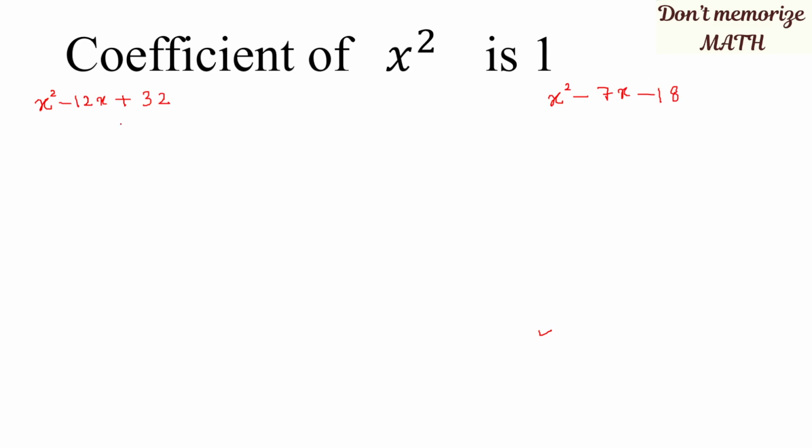Okay, let's factorize it. So first we will write the sum. Sum is the number with x, so here the number with x is minus 12. And product is the constant number, that is plus 32. So now we need to find two numbers whose sum is minus 12 and product is 32. So we are gonna split 32. 1 times 32 is 32, but if you are adding or subtracting, we cannot get 12, right? So it is not the correct pair.